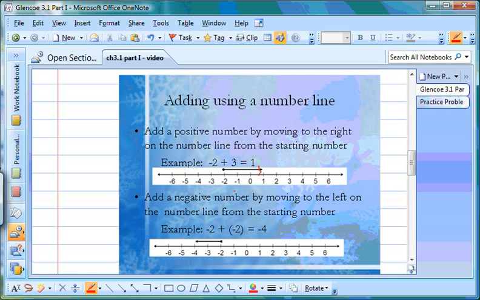Okay, our second example is if we're adding negatives. So our second example, -2 plus -2 equals -4. We would start at -2 on the number line. So we start at -2. We're going to add a negative number, so we're going to move to the left. So we move to the left 2 places, 1, 2, which takes us over to -4.